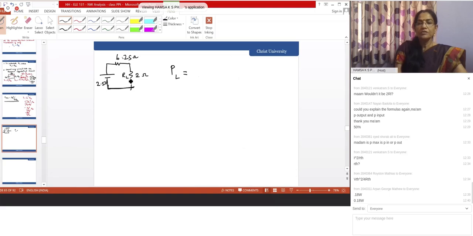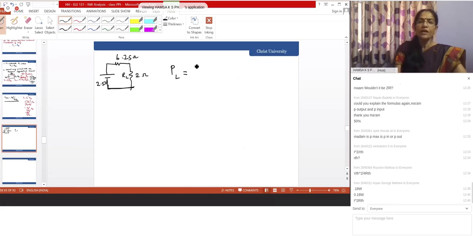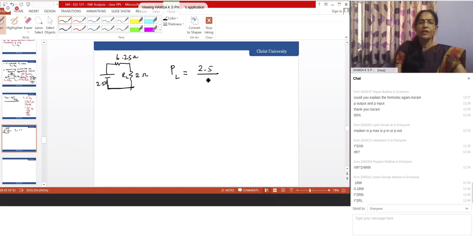With 2 ohms, you're getting 0.18. How to calculate that? IL squared into RL. IL will be 2.5 divided by (6.25 plus 2), squared into 2.